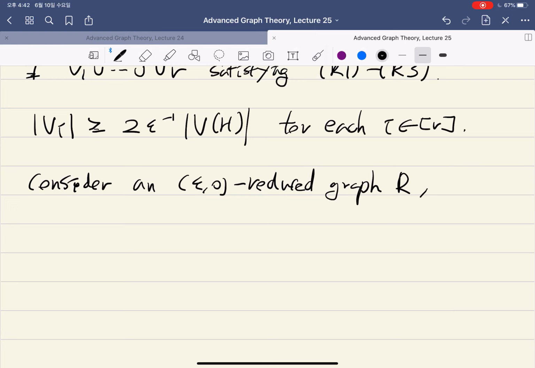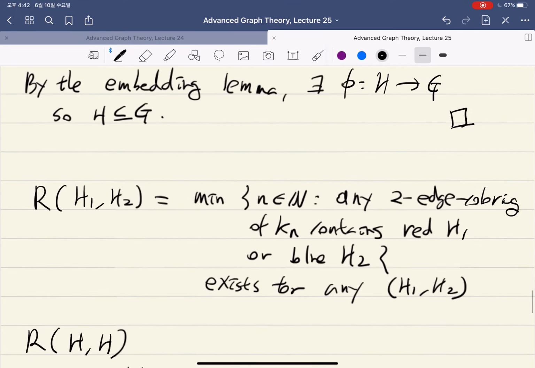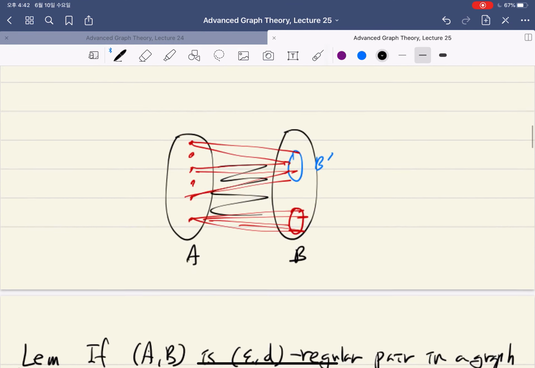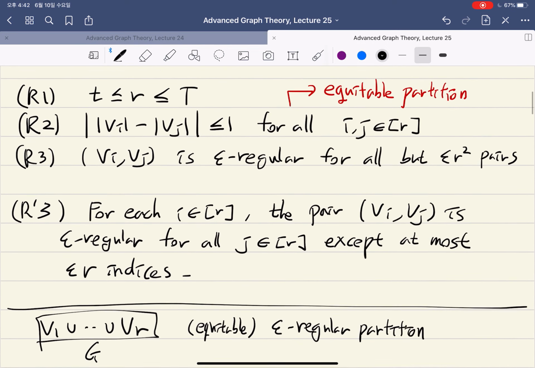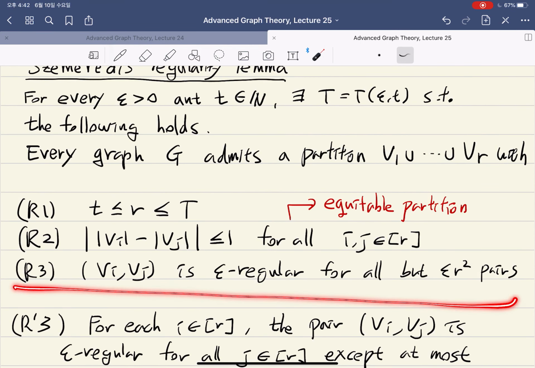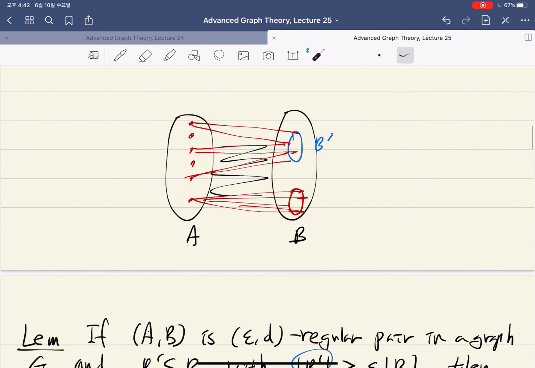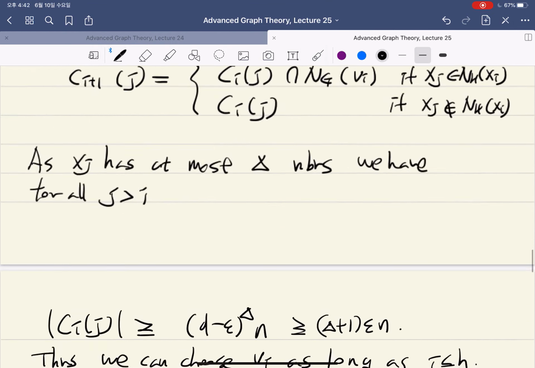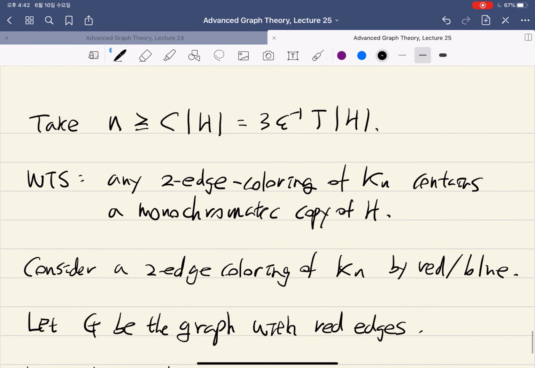That means we don't care about the low density. As long as some pair is epsilon regular, we consider the pair, and then we just forget all the non-epsilon regular pairs. Then what do you get? From R3, we know that this is always epsilon regular except epsilon times R square pairs. That means this capital R is a very dense graph.